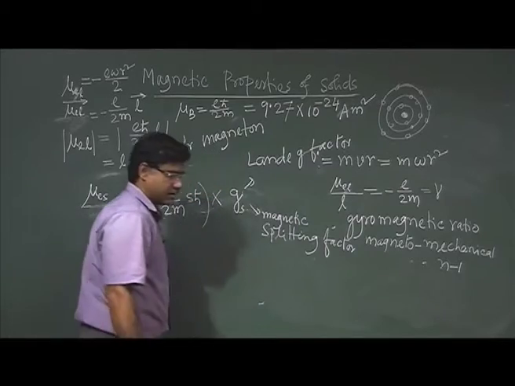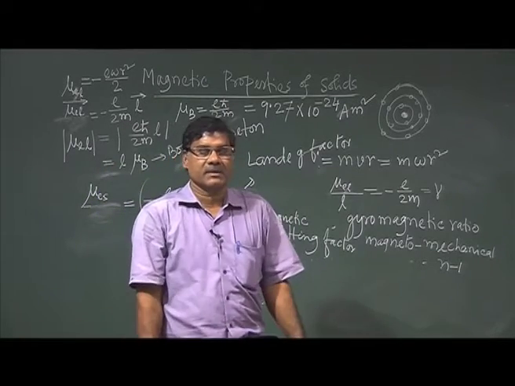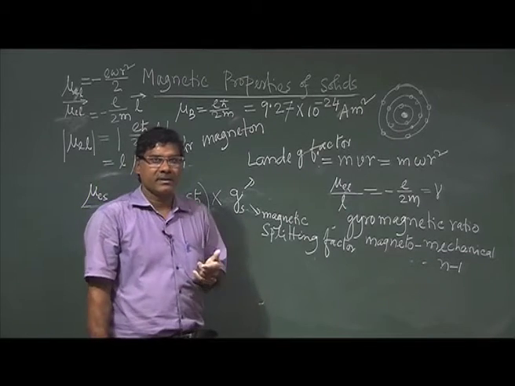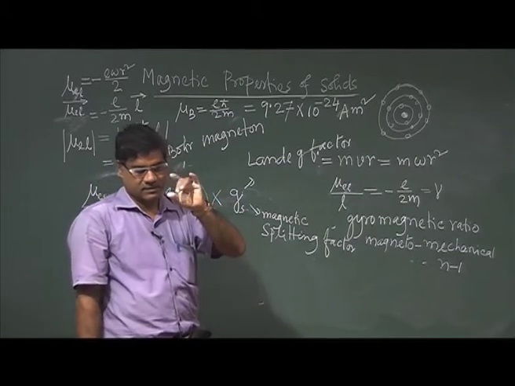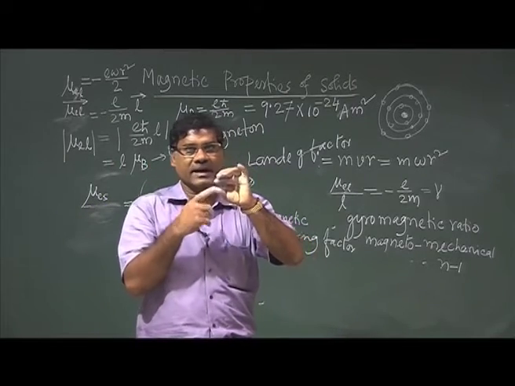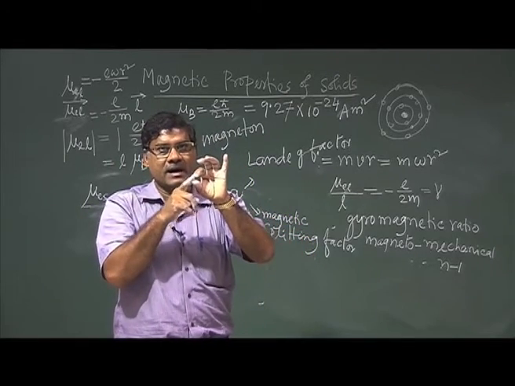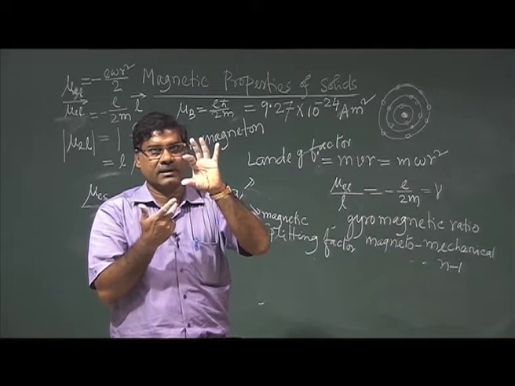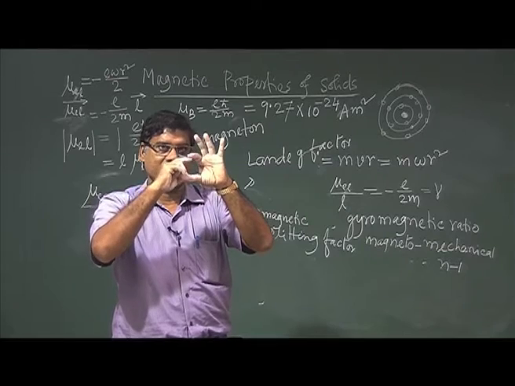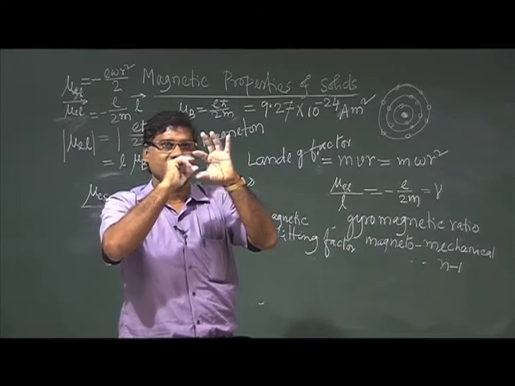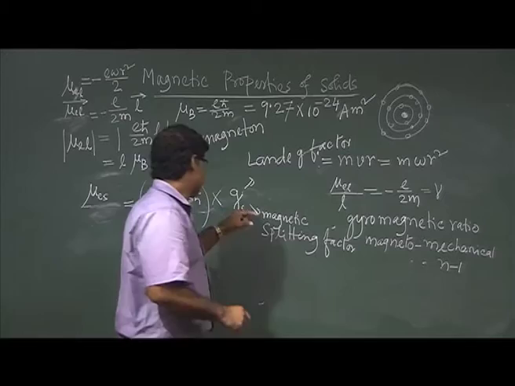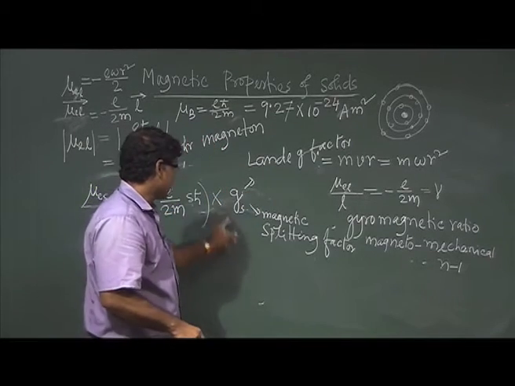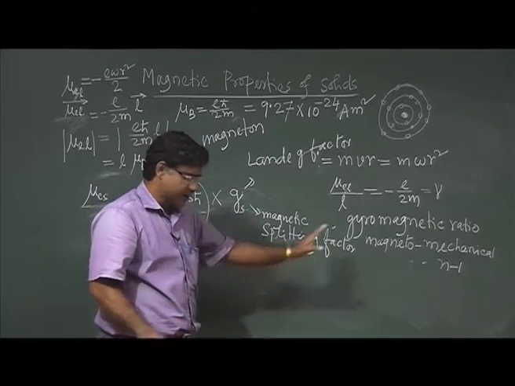or it is called the magnetic splitting factor. It is called the magnetic splitting factor because if you apply a magnetic field, then, before applying the magnetic field the energy level was degenerate, and after applying the magnetic field it is split, Zeeman splitting. So, the magnitude of this separation depends on this factor. That is why it is called the splitting factor.